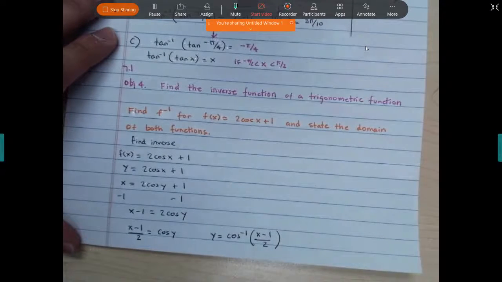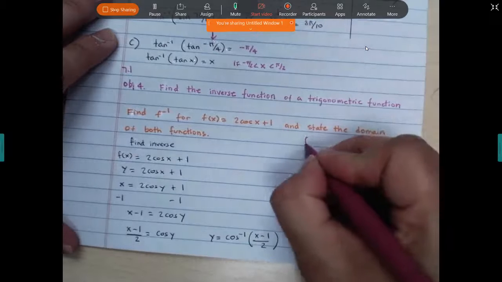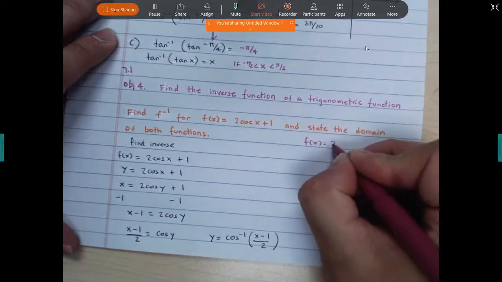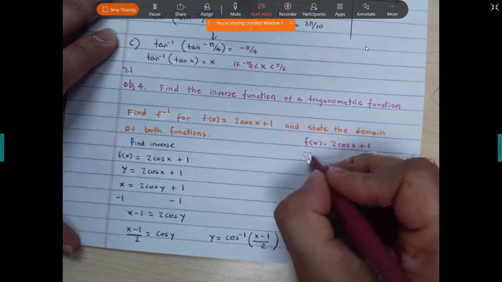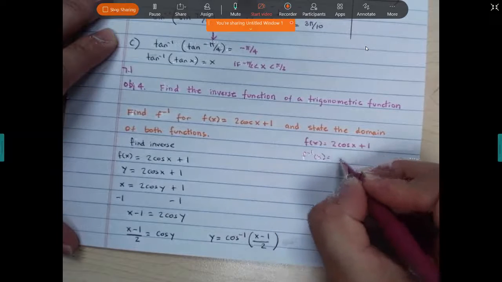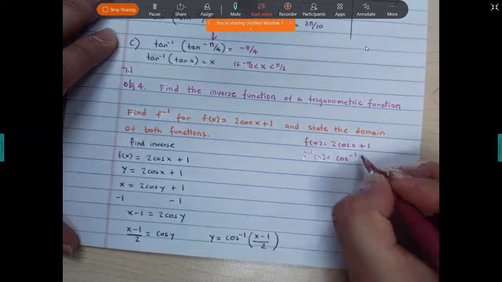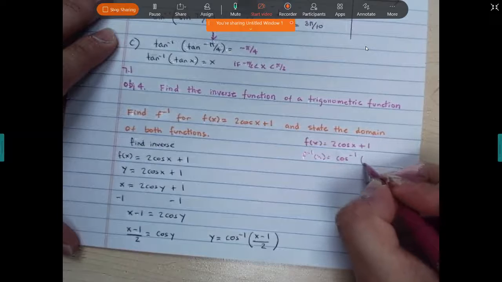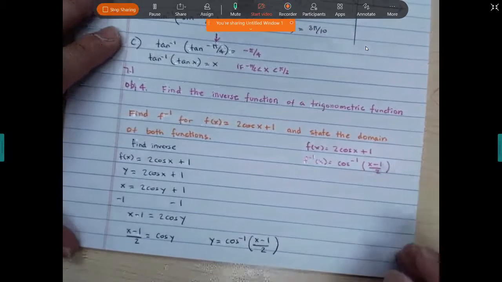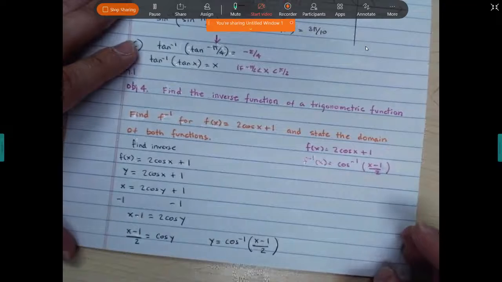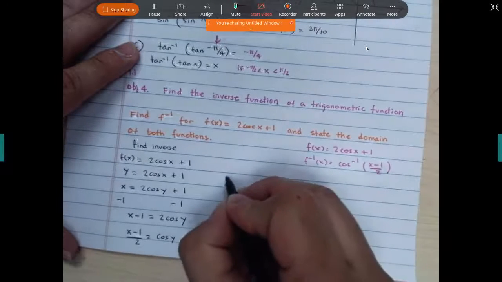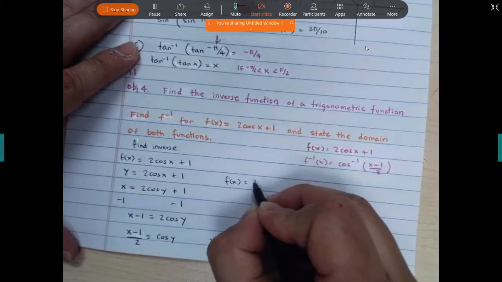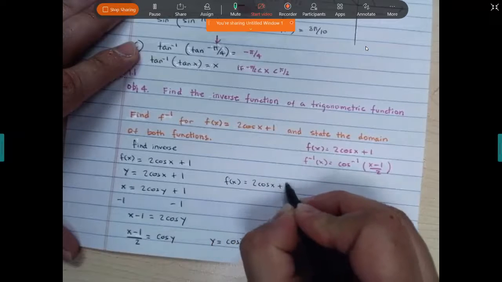So let me write that up here. We have f of x is equal to 2 cosine of x plus 1, and its inverse is the inverse cosine of x minus 1 over 2. Okay. All right, so let's see. We have f of x is equal to 2 cosine of x plus 1.